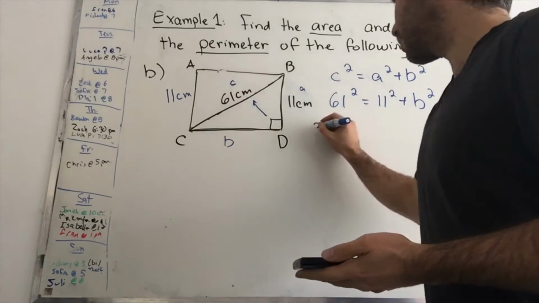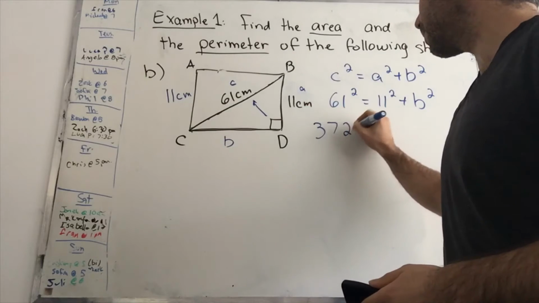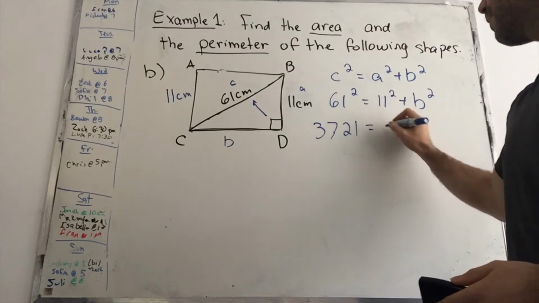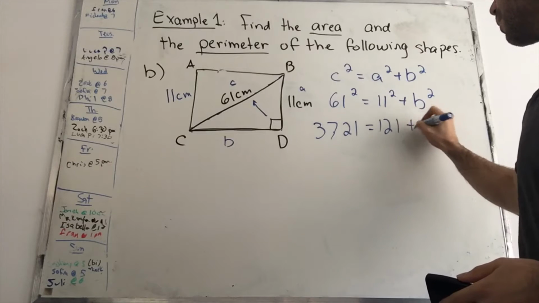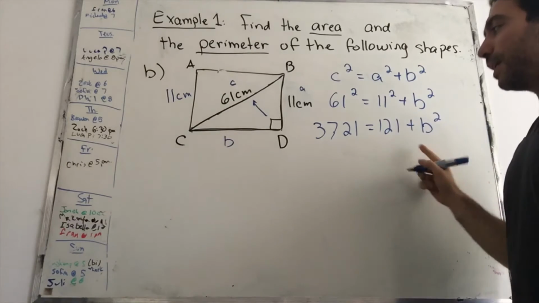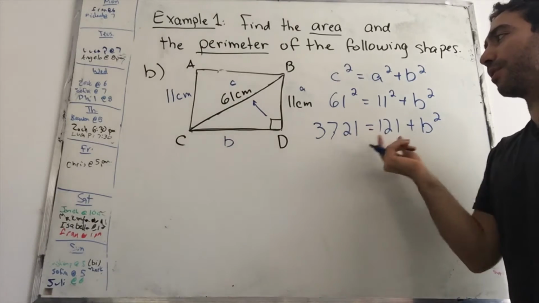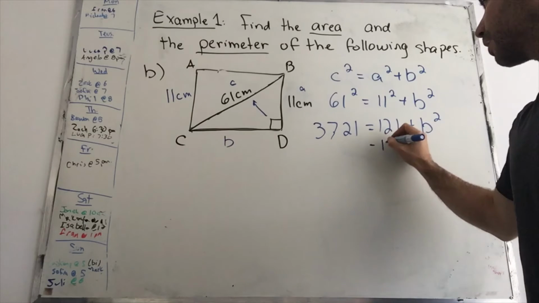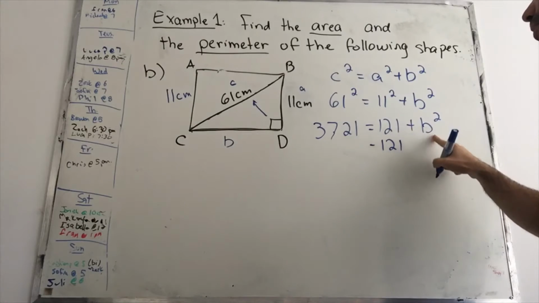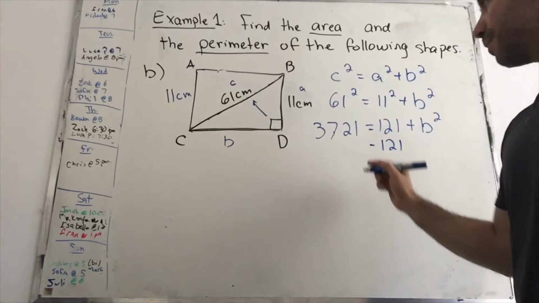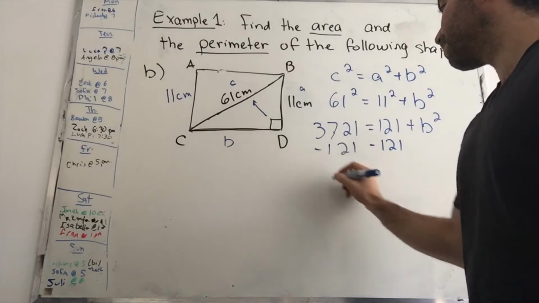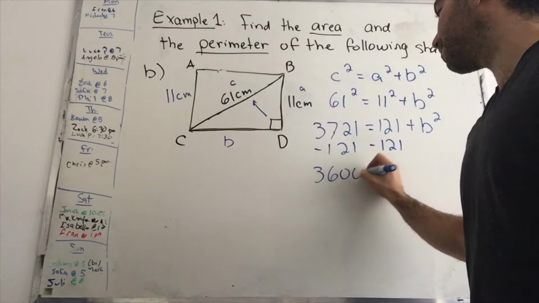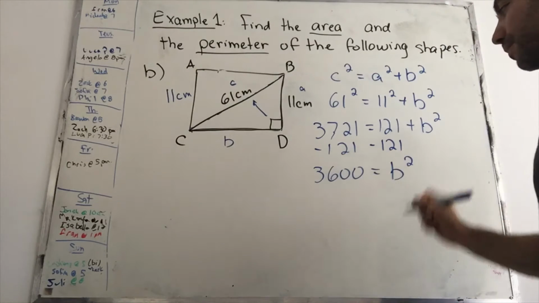We get 3,721 equals 11 squared, which is 121, plus B squared. And again, we're isolating for B squared, so we have to put our numbers on the same side. How do we do that? Well, we subtract the 121 because it's adding to the B. So we have to bring it on the other side by subtracting. And what we get is 3,600 equals B squared.